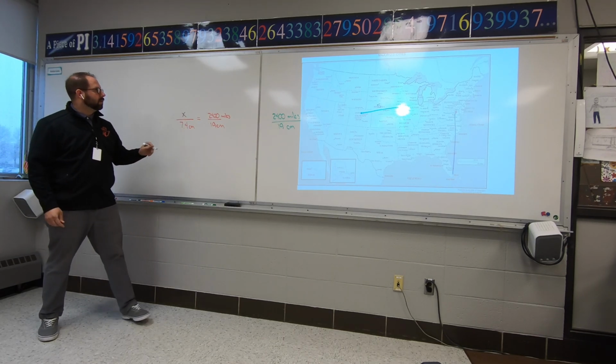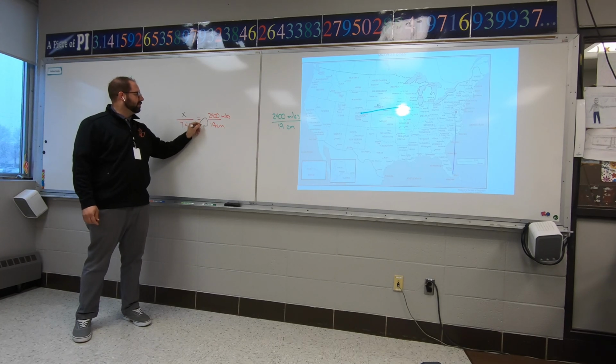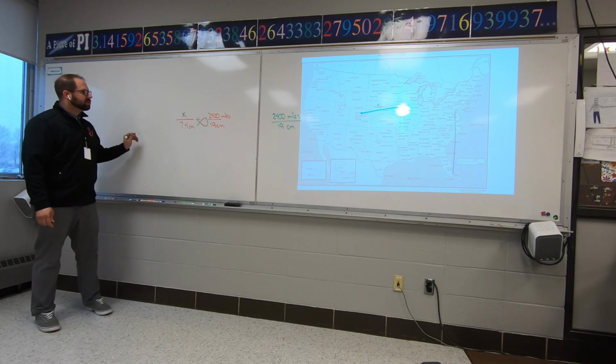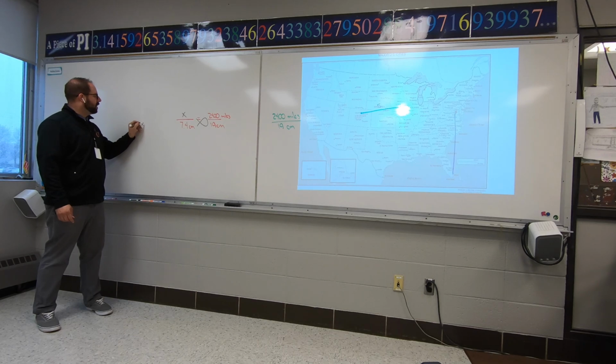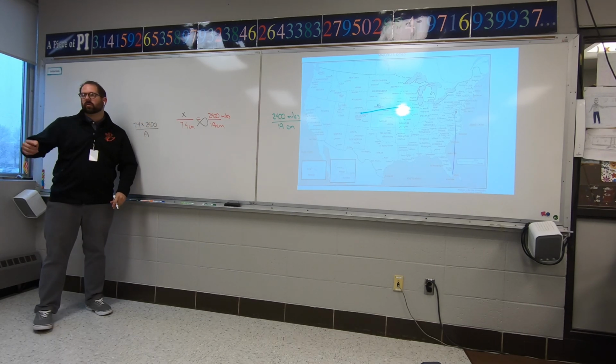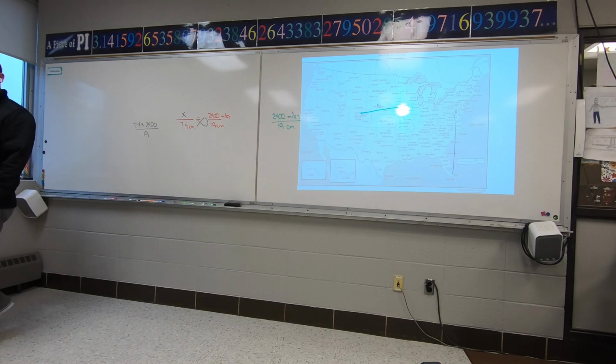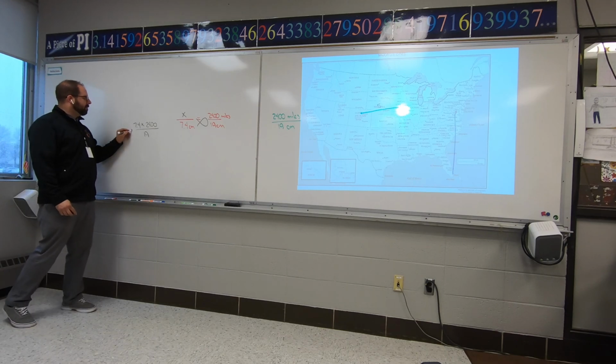Cross, multiply, and divide, right? Make your little goldfish. 7.4 times the 2,400, divide by the 19. Cross, multiply, and divide. Always start with the number above or below x. Cross, multiply diagonally, and then divide by the last number. And that should give me my mileage.